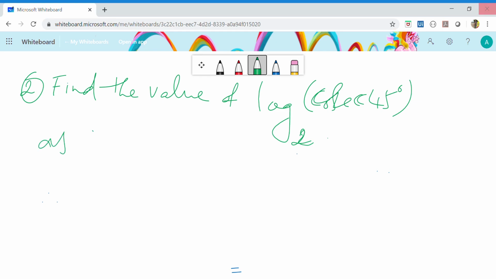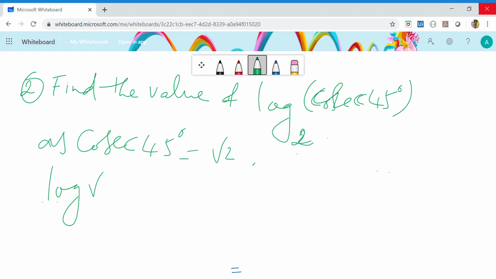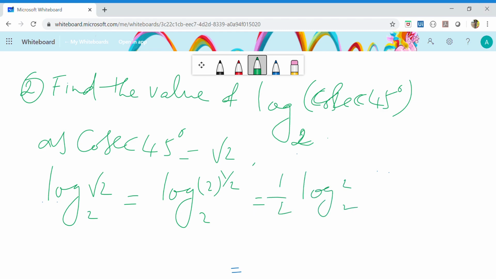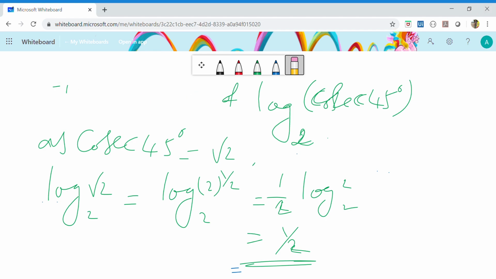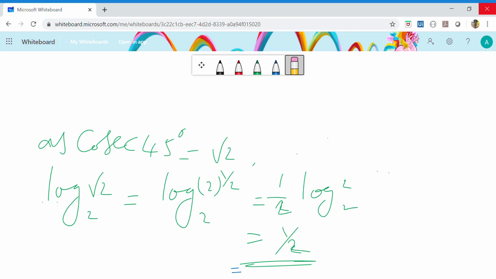As you know, cosecant 45 degrees is root 2, so it becomes log root 2 to the base 2. That can be written as log 2 to the power of 1 by 2 to the base 2. Again the same logarithm formula, log a to the power of m is equal to m log a. So 1 by 2 log 2 to the base 2, and its answer becomes 1 by 2. So log of cosecant 45 degrees, cosecant 45 is root 2, then log root 2 to the base 2 is 1 by 2. Next. This is the connective question between logarithms, the first chapter, and trigonometry, the 11th chapter.